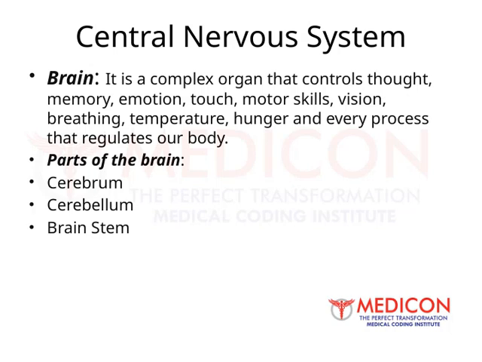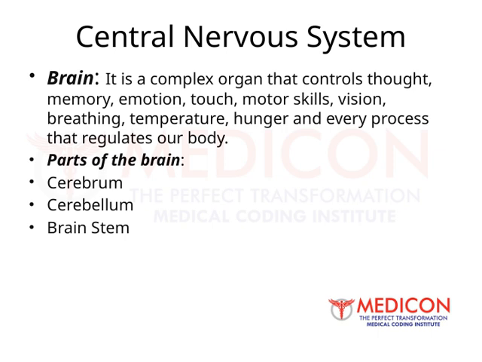The central nervous system is truly the control center of our body. When we talk about the brain, we're referring to a highly complex organ that manages so many vital functions. It's responsible for our thoughts, memories, emotions, and even sensory experiences like touch. But it doesn't stop there. It also controls motor skills, which help us move, our vision, and even fundamental processes like breathing and regulating body temperature. Hunger and many other automatic processes that keep us alive are also governed by the brain.